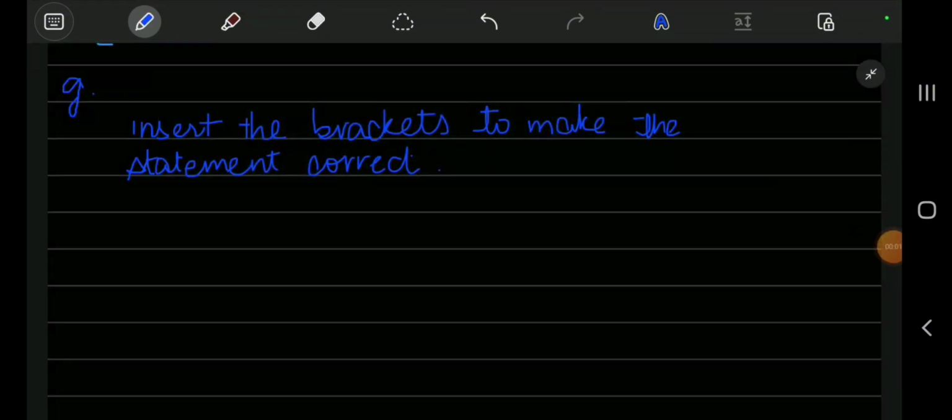So let's try another thing. 7 plus 9 minus 4 divided by 2 is equals to 8. Wait, let me see. No, it should be equals to 6.